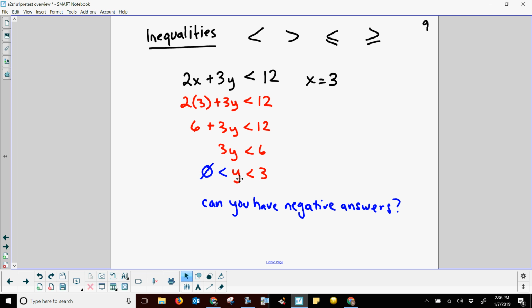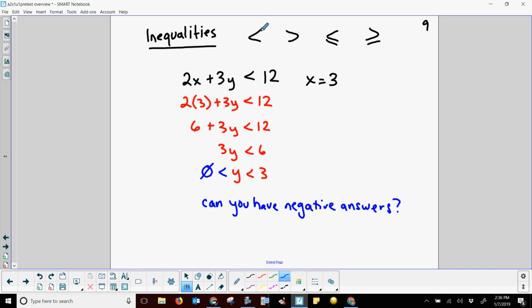So can we have negative answers? If we can, then we would just leave it like this here in red. No problem. If not, we have to stop at 0. And if 0 is an okay answer, we would make this less than or equal to. If 0 is not an okay answer, we would leave it as is and say we have to be less than 3, but bigger than 0. And this is the "and" concept that we'll get into.